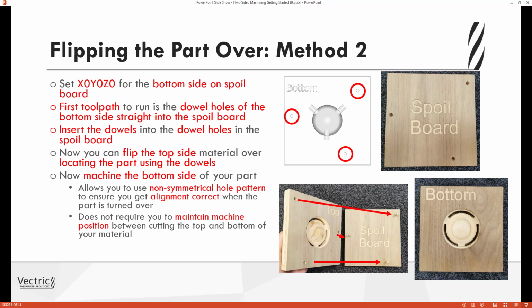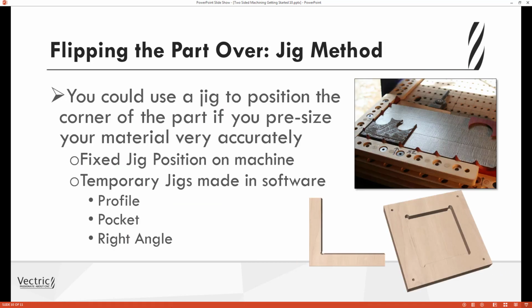The process that I've described here does require me to have a sacrifice sheet on the bed of my CNC in order to machine the dowel holes into. Now, if your machine doesn't have a sacrifice sheet, then you can attach a temporary one by clamping a piece of MDF down. An alternate method that you could also use is to create a corner jig, and just ensure that you can pre-size your material very accurately, and you can set your XY0 to the corner of that jig very accurately too. And so this method, when done correctly, will give you an excellent alignment in X and Y.